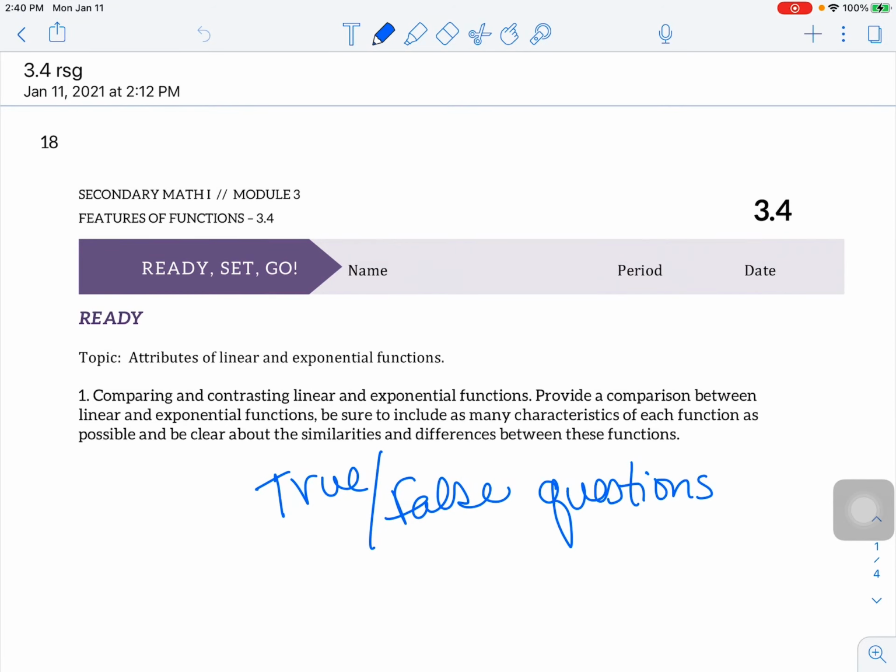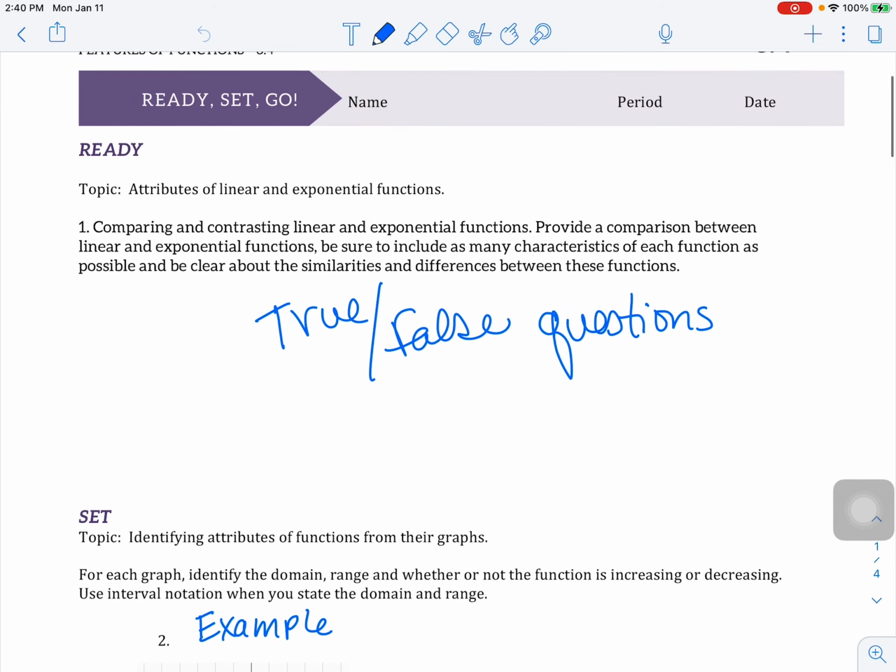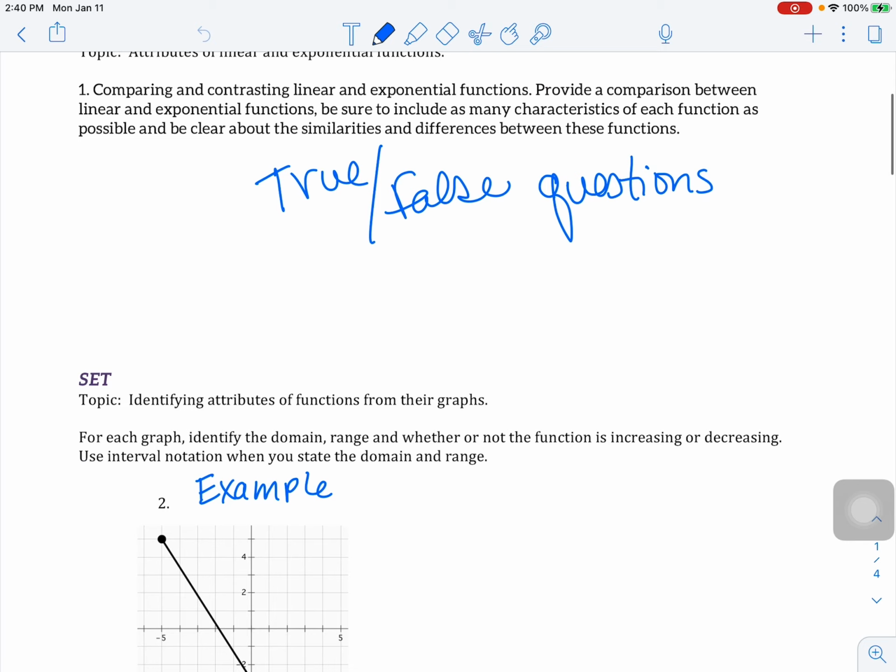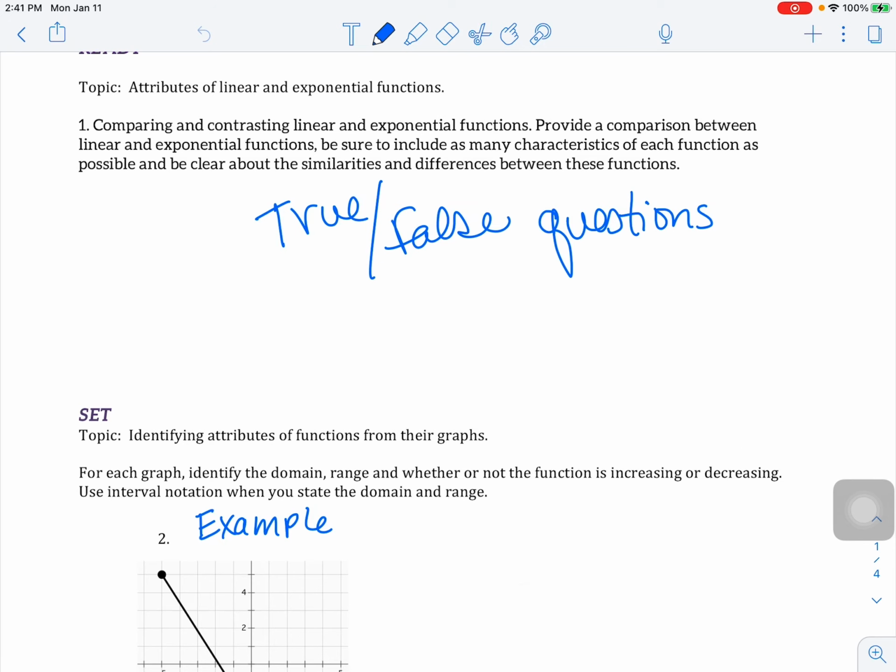Hello, so we're looking at the module 3.4 Ready, Set, Go. For the Ready, on the formative, they give you a couple of true-false questions. So you just need to go through and ask yourselves, can linear and exponential functions both be discrete or both be continuous? Or is one discrete and one continuous? Do they both have a domain and range? Are they always increasing? Are they always decreasing? These are the kinds of questions that will be for the first chunk in the Ready, Set, Go.